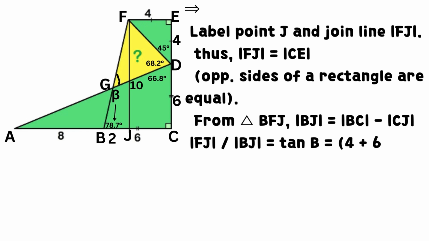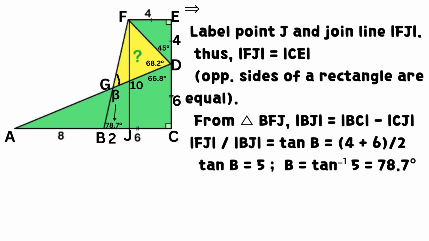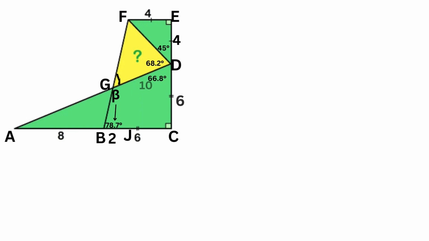From triangle BFJ, BJ equals BC minus CJ. Thus, FJ divided by BJ equals tan B, which equals 10 divided by 2. B equals tan inverse of 5, which equals 78.7 degrees.